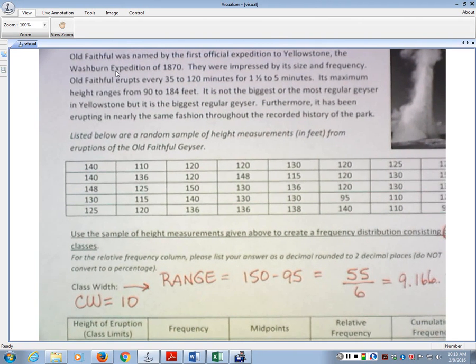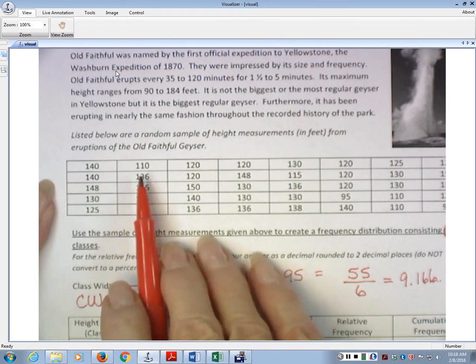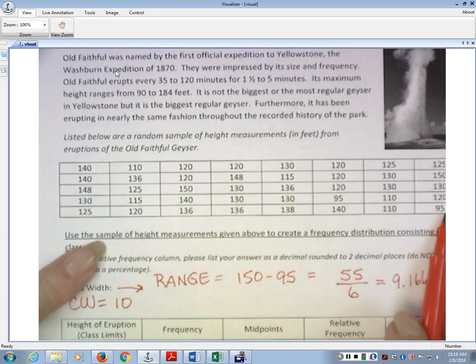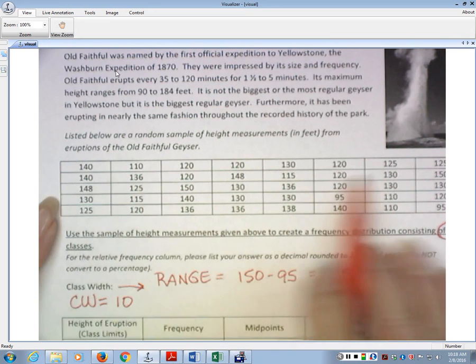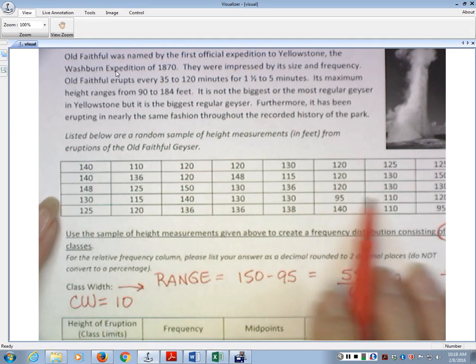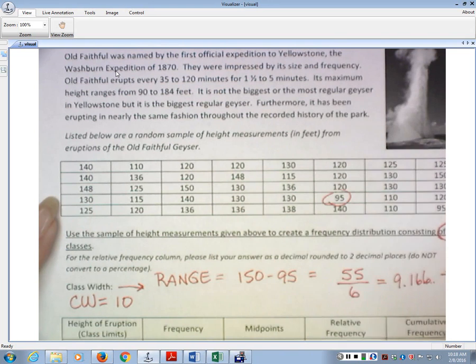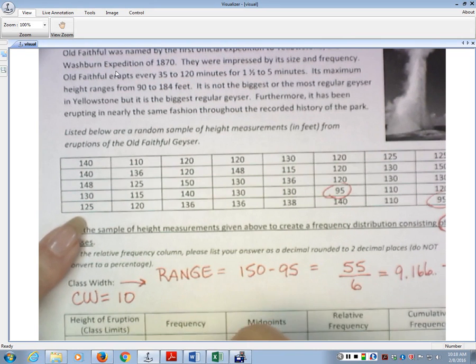How many measurements are from 90 to 104? Well, not that one. No, not that one. You can go through pretty quickly. And everybody agree it's 2? Because none of these go in there. None of those go in there. None of those. Except this one. And this one. And all the rest of these are more than 104. So the frequency of the first one is 2.